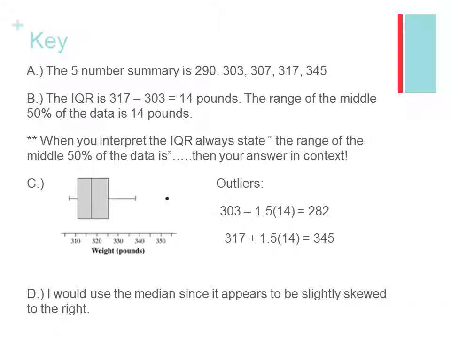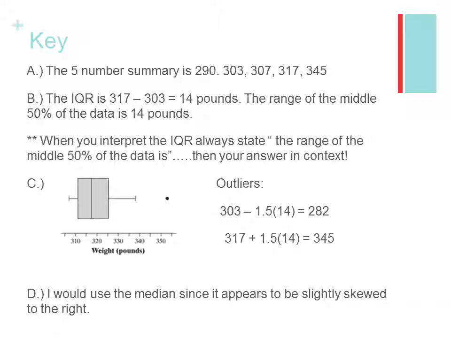Okay, here's your box and whisker plot. See the work for the outliers. So here's your 1.5 times your IQR. Your Q1 minus that calculation tells you your lower bound is 282. 317 is Q3, plus the 1.5 times your IQR is 345. Now notice your box and whisker plot does not go to 345. That whisker goes to the largest value before the outlier. So we did have one outlier at about 360.